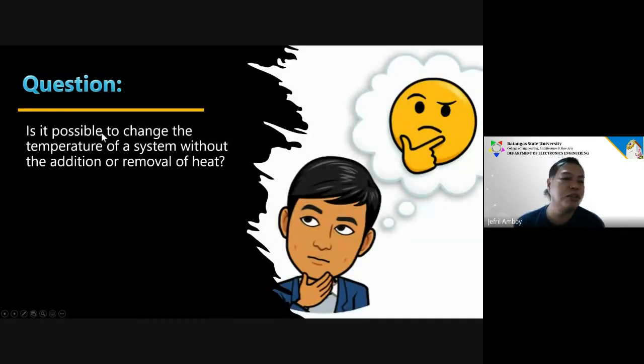Now, I have a question. Is it possible to change the temperature of a system without the addition or the removal of heat? Do you think it's possible? Walang transfer of thermal energy in the form of heat. Posible bang magbago ang temperatura ng system? Is that possible? Yes or no?